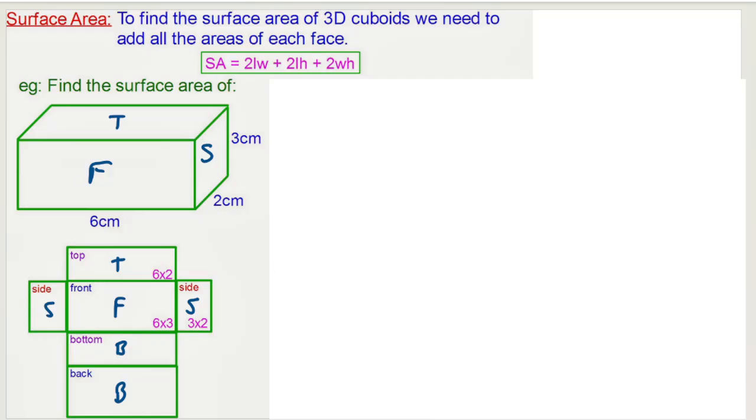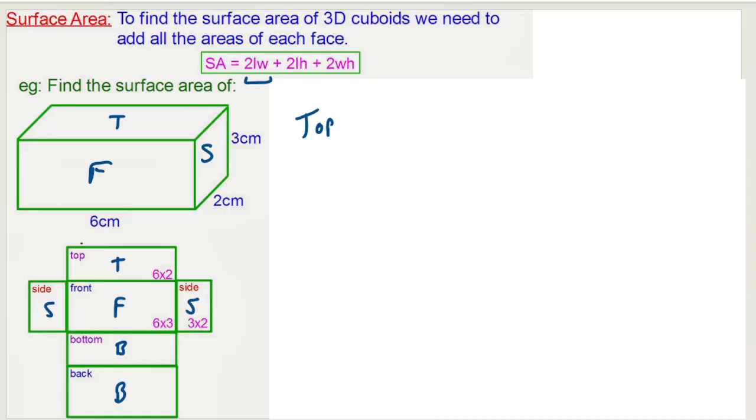So if we look at our formula at the top, to find the surface area, we need 2 times the length and the width. We need 2 times the length and the height. And we need 2 times the width and the height. So let's just look at the top.